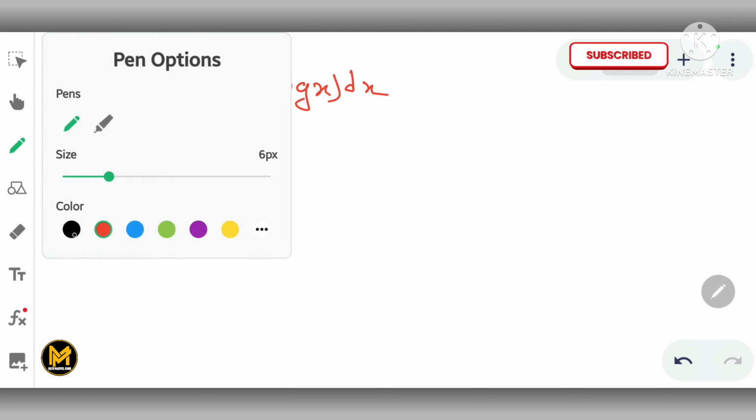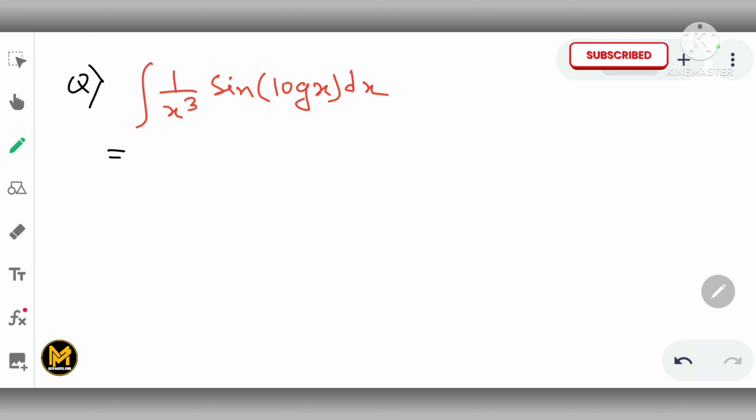That's it. Now take another example. Now the question is the integral of 1 by x cube into sine of log x into dx. Now this question is not exactly the same as our given proof, but still we will manage it and let's see what happens.